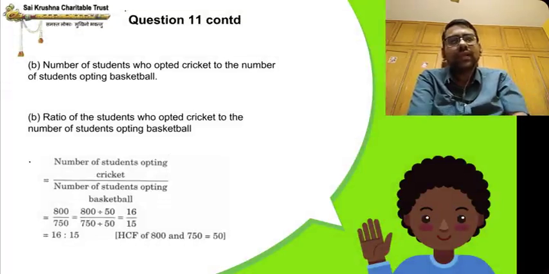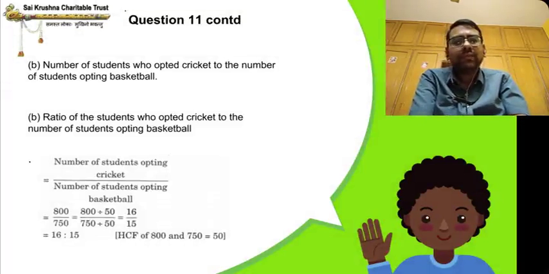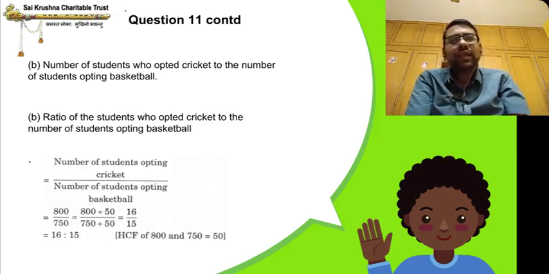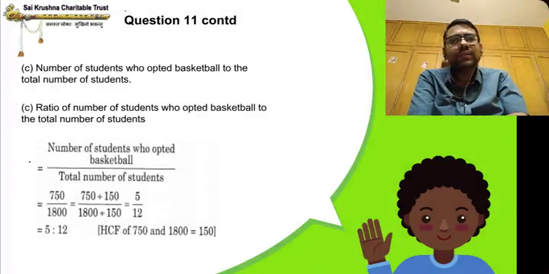Okay. Number of students who opted cricket to number of students opting basketball. Number of students who opted cricket is 800, and basketball is 750. Now, we'll divide both numerator and denominator by 50. Why 50? Why not 20 or 30? Because the HCF of 800 and 750 is 50. So, to reduce a fraction to its simplest form, divide numerator and denominator both by their HCF. So 16 by 15 is the answer. The fraction 16 by 15 can be expressed in ratio as 16:15.